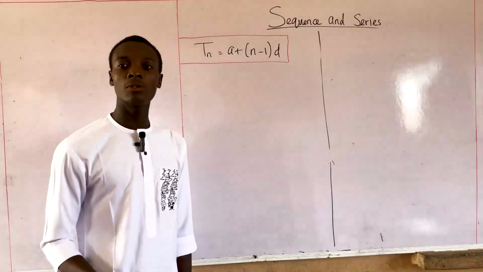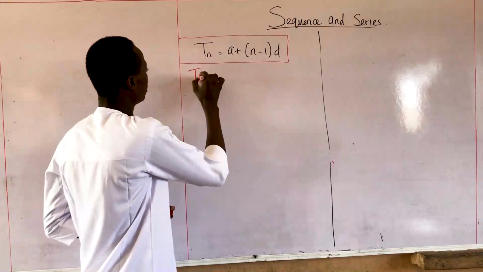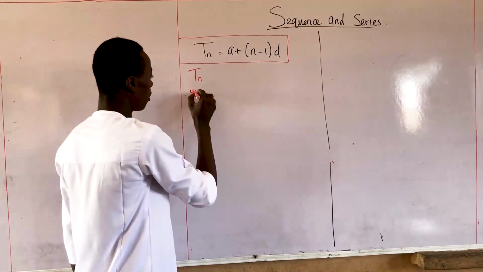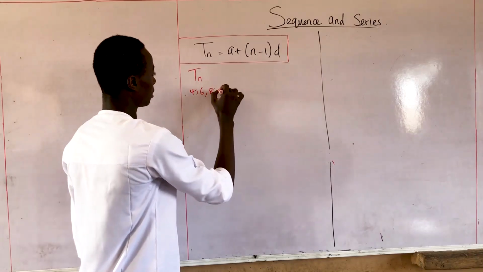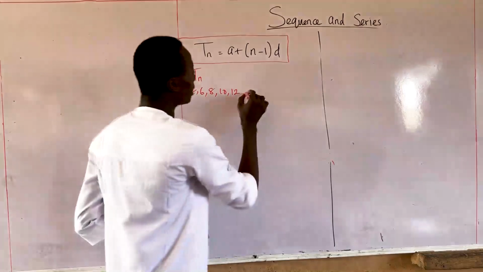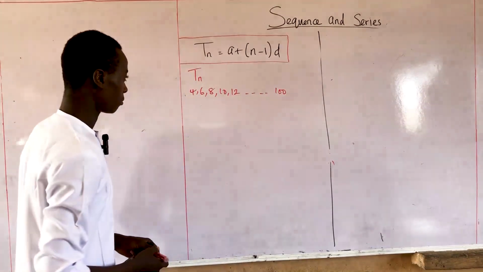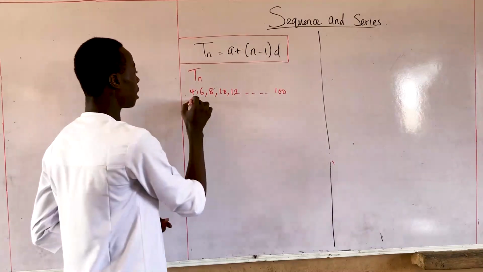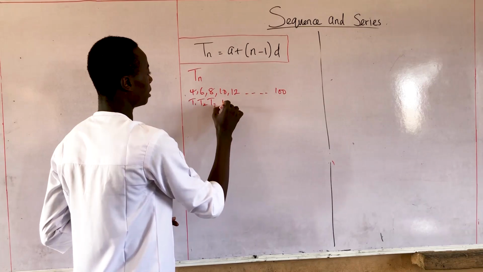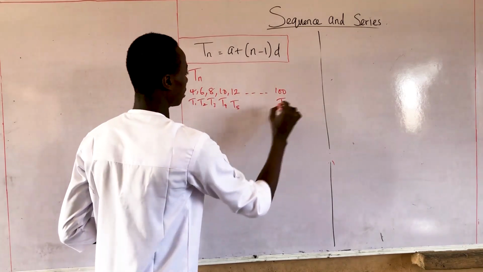With n out of the way, let us talk about Tn. What does Tn mean? Now, let's say we have an example 4, 6, 8, 10, 12. This is an example. Then we extend this sequence to 100, right? So from here, we know that this is our first term, this is our second term, this is our third term, this is our fourth term, this is our fifth term, but this is our nth term.